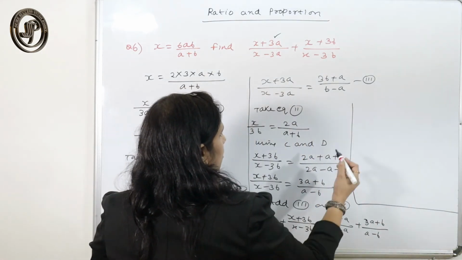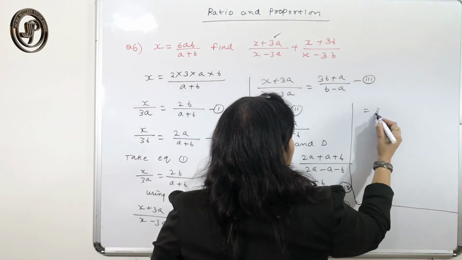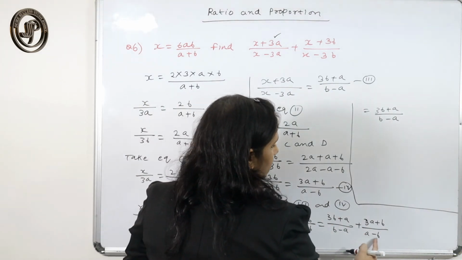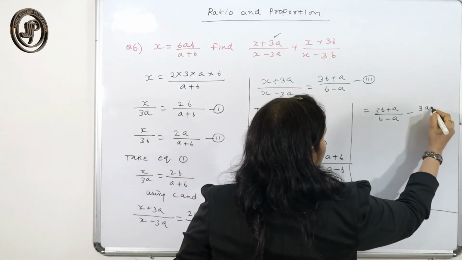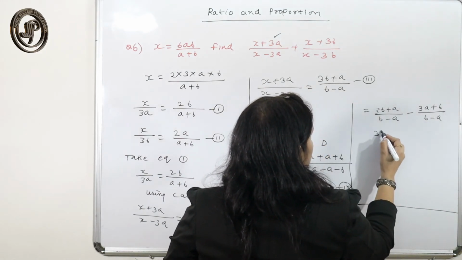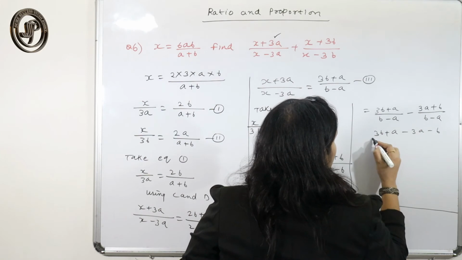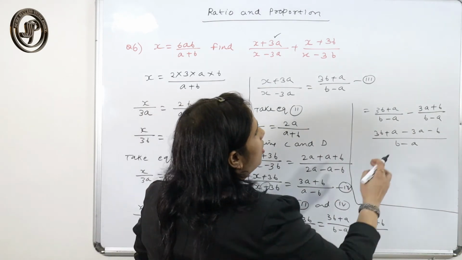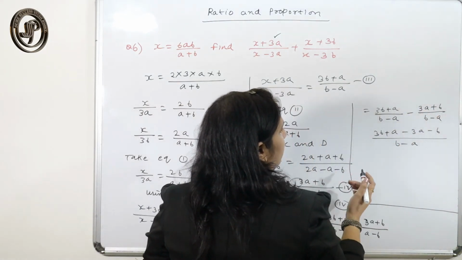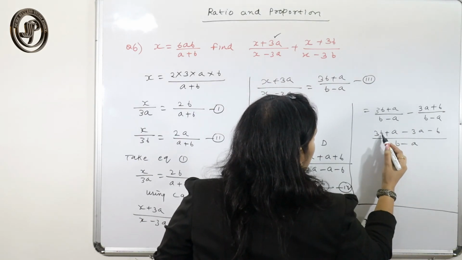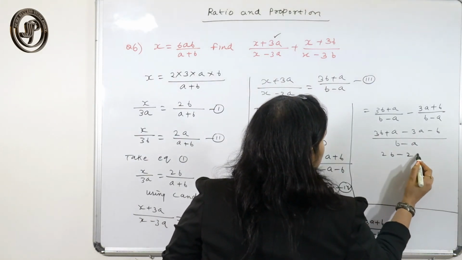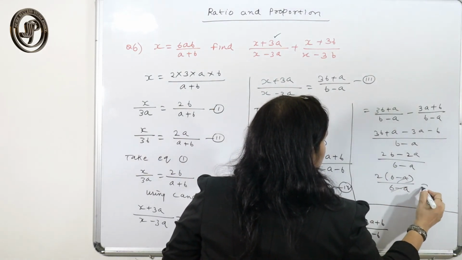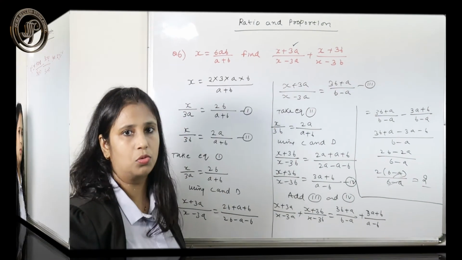So see, here I am taking RHS, 3b plus a upon b minus a. Here you can take minus common from the denominator, as we did in the previous question. Since the denominator is the same, you can write the numerator as it is, but here the minus sign is there, so I have changed the sign of both. So here you will get 2b minus 2a upon b minus a. So here also you will get the answer as 2.